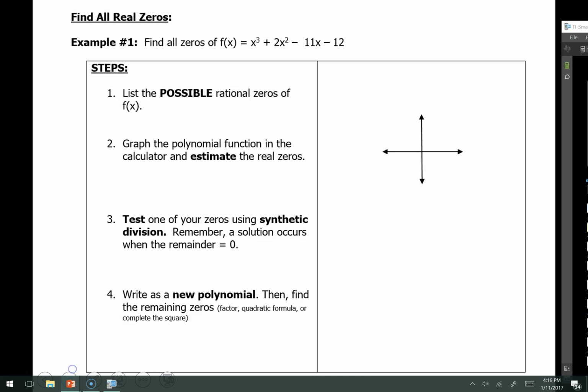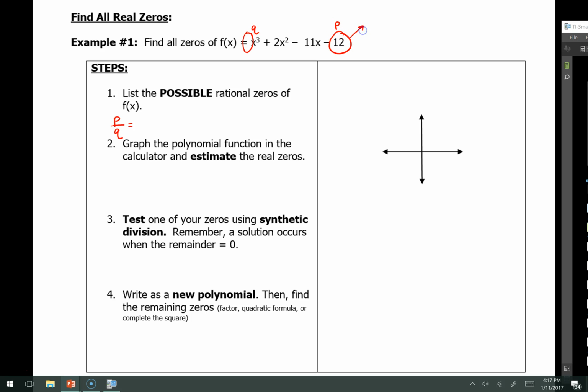All right, so let's try an example of this. We have a polynomial function here, and the first thing we need to do is list all of the possibilities. That's using that theorem that we just worked on, which was p divided by q, where p is all of the factors of the constant term, and q is all of the factors of the leading coefficient. So let's make a list.